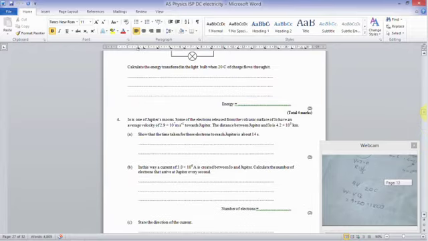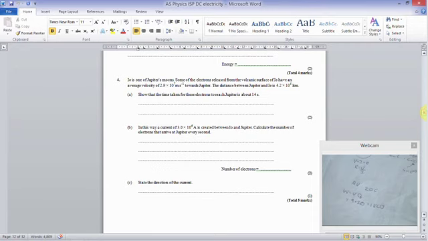Okay. So Io is one of Jupiter's moons. Some of the electrons released from the volcanic surface of Io have an average velocity of 2.9 times 10 to the 7. Well, that's nearly a tenth of the speed of light. That's very fast. Towards Jupiter, so they're going towards Jupiter. That's probably going to be key, the fact that I've noted that in there.